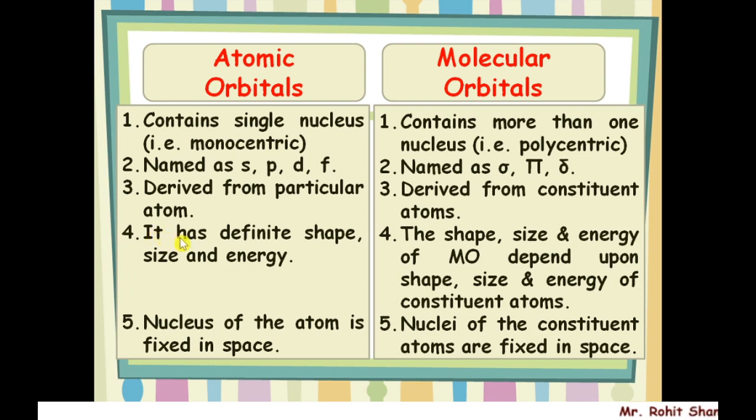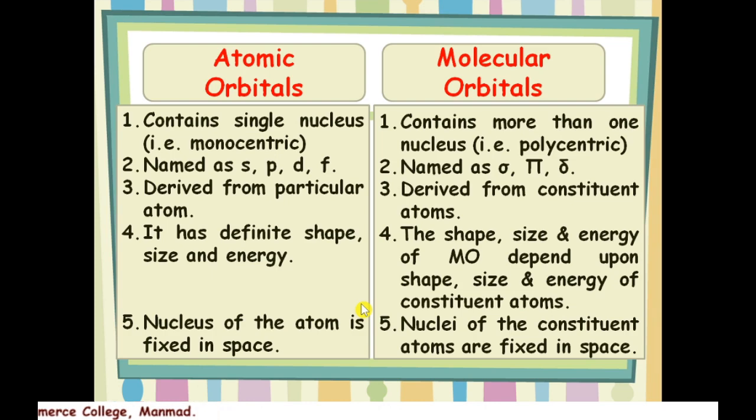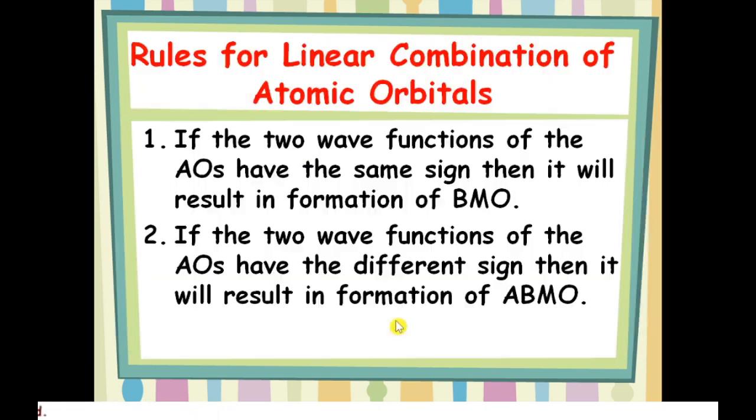An atomic orbital has definite shape, size and energy. The size, shape and energy of the molecular orbital depend upon the shape, size and energy of the constituent atoms. In atomic orbitals, the nucleus of the atom is fixed in space. In molecular orbitals, the nuclei of the constituent atoms are fixed in space.